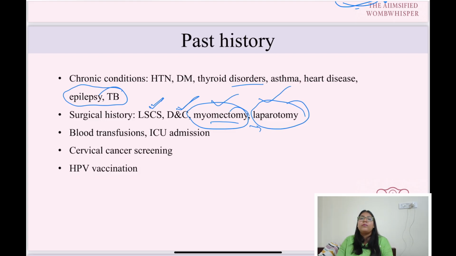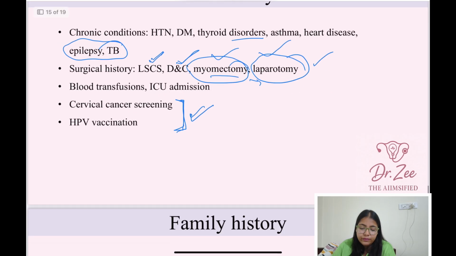So you should be knowing about the surgeries she had in past, and if there is any history of blood transfusion or ICU admission, any complications in past. These two are additional in gynae and obs patients, like history of cervical cancer screening, if she had any pap smear screening or any vaccination for cervical cancer prevention, you should be asking these also.